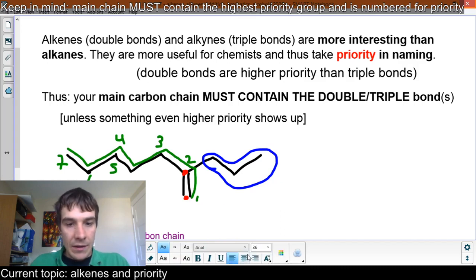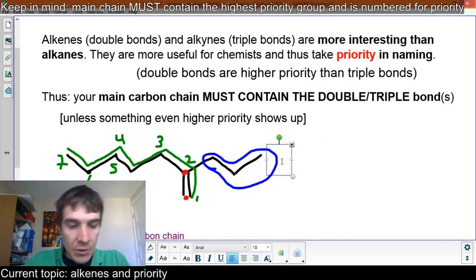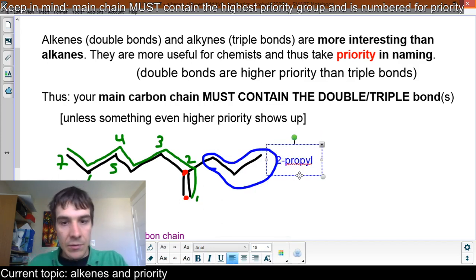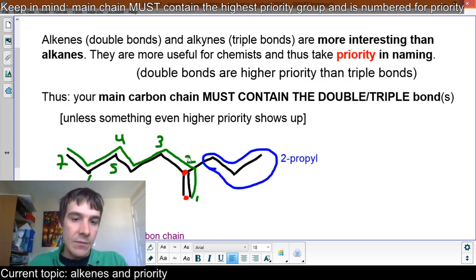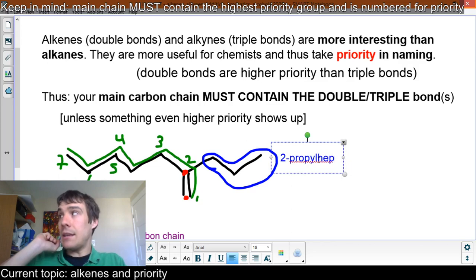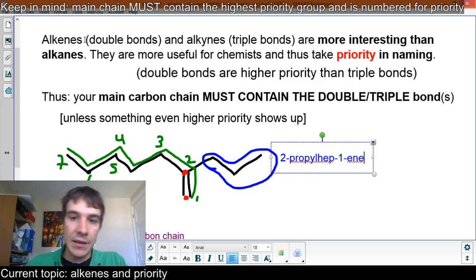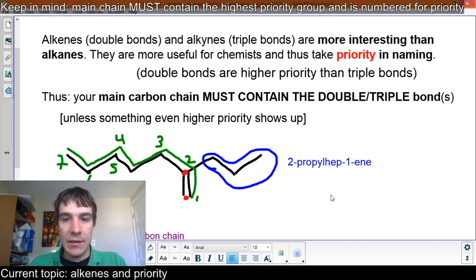So this becomes then, let me just change some stuff. This is a 2-propyl, right? 2-propyl because there's 3 carbons there, 1, 2, 3, and this is 1, 2, 3, 4, 5, 6, 7. So 7, hept. And then now we have to show that it has a double bond, not a single bond. And they're called alkenes. You can imagine it's going to have an ending that reflects that. This is hept-1-ene. 2-propylhept-1-ene. The 1 refers to the location of the double bond. It's on 1. And the ene tells us it's a double bond.